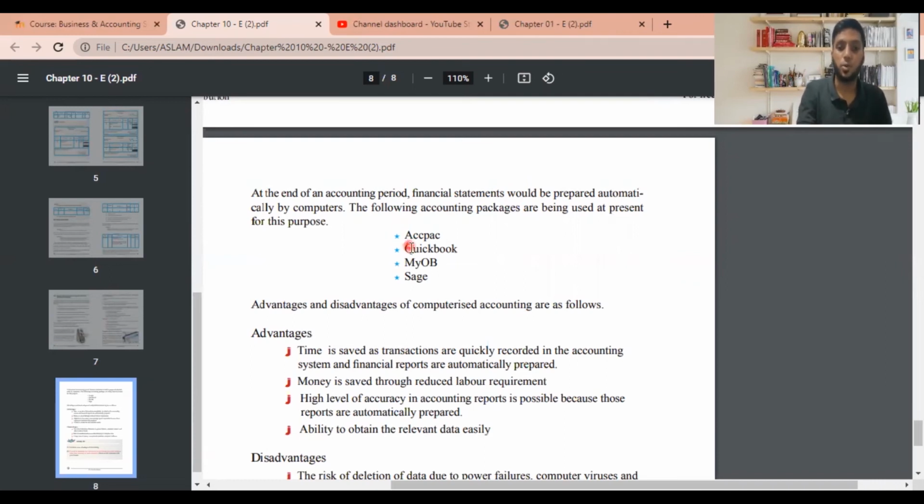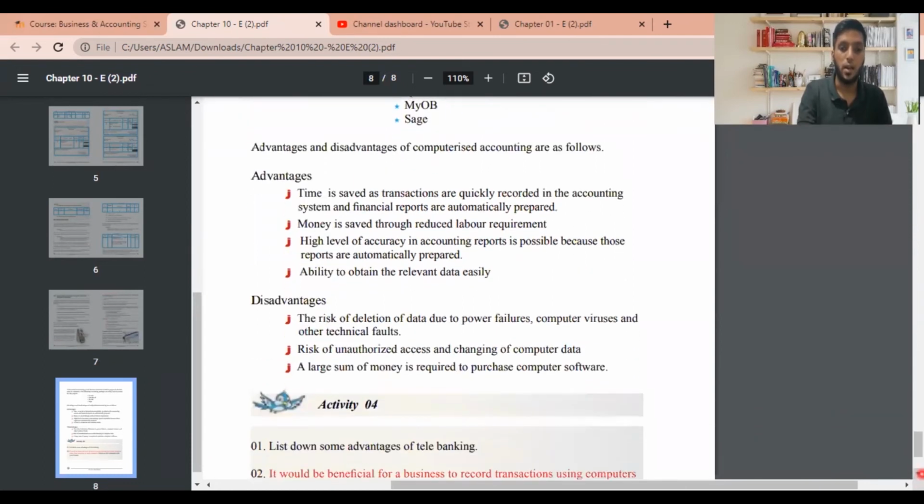So ACT Pack, QuickBooks, MYOB, and Sage. Advantages and disadvantages of computerized accounting are as follows. They might ask a few packages for accounting, so you need to remember one of these packages. That's more than enough, guys. Then we have advantages and disadvantages of having computerized accounting software.